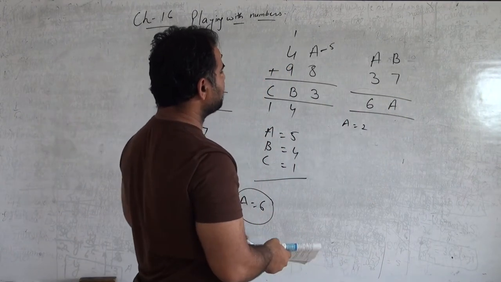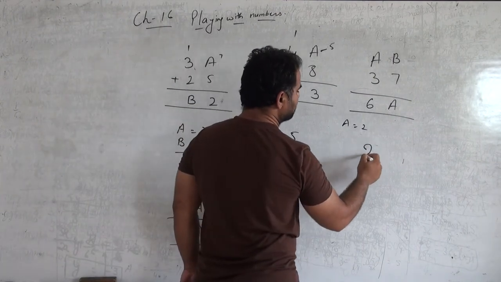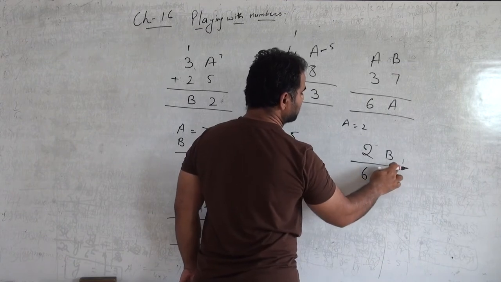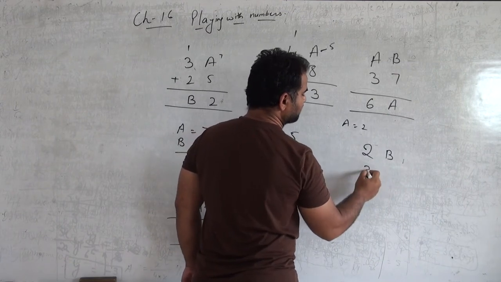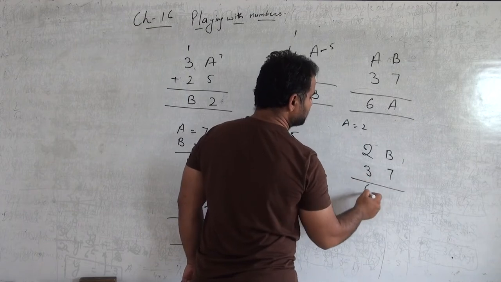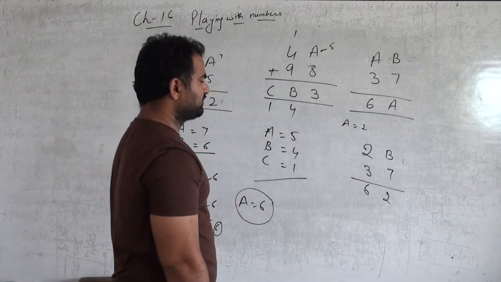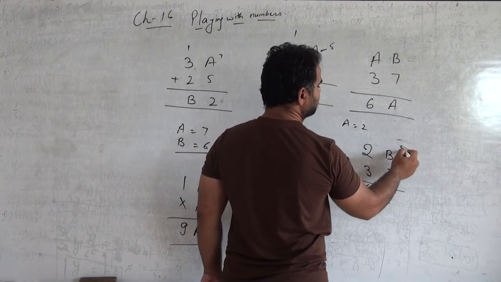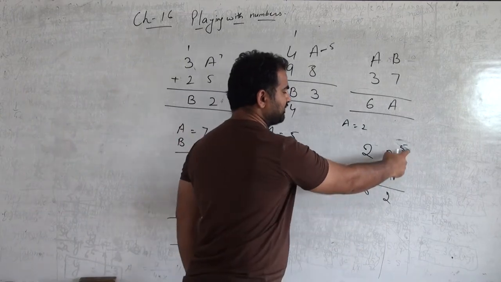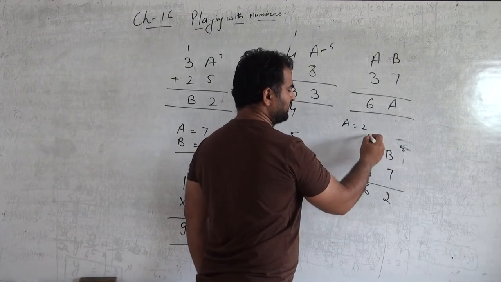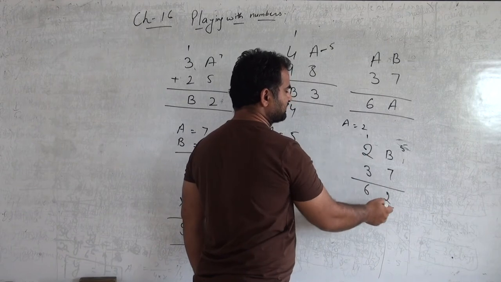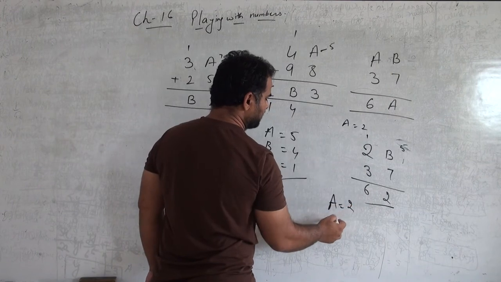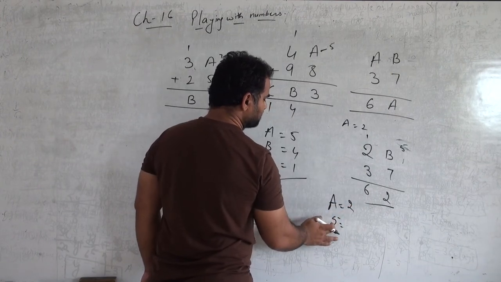So if we write 2 there, it will be 2B plus 37 gives 62. So what should be the answer? B should be 5. Is it correct? We can check by totaling them. 7 plus 5 equals 12. 1 is carry and this will be 6. So the answer is A equals 2 and B equals 5.